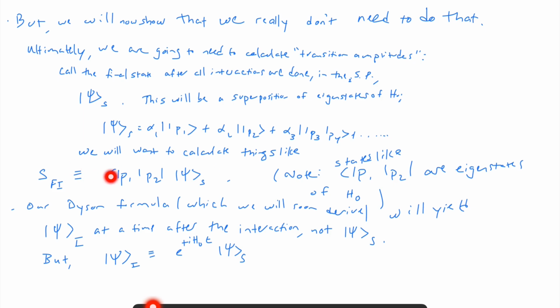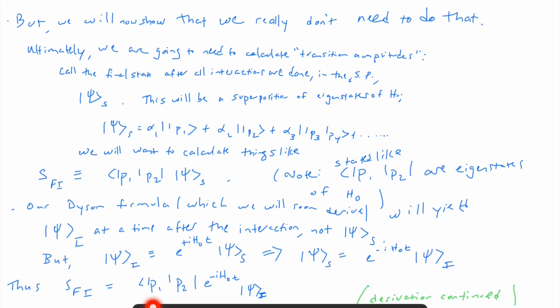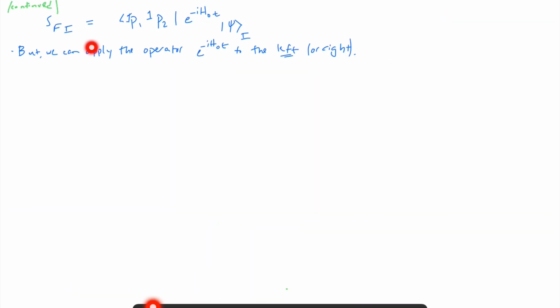So let's look at this formula here, which is what we want, and plug in this formula. To solve for psi sub S, we just invert this, or multiply by e to the minus i H naught t, and this is what you will get. Then you can plug this in, which gives us this for S_FI, which is what we ultimately want to calculate. I'm going to put this on the next slide. It's the same expression, but look at this now.